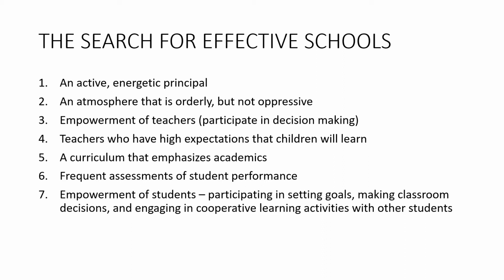Four, teachers who have high expectations that children will learn. Five, a curriculum that emphasizes academics. Six, frequent assessments of student performance, basically meaning making sure that your students are actually learning something through tests, assessments, work assignments, and stuff like that. And then seven is empowerment of students, participating in setting goals, making classroom decisions, and engaging in cooperative learning activities with other students.